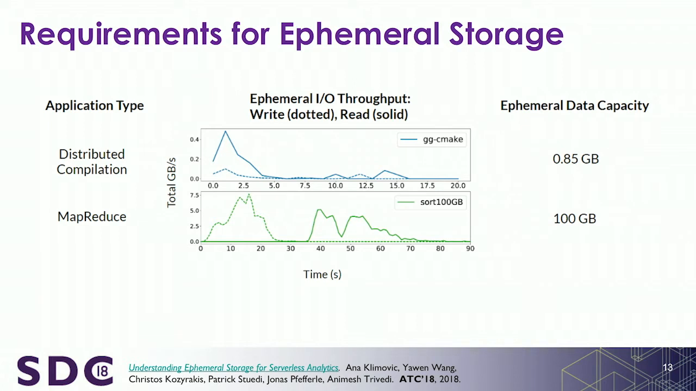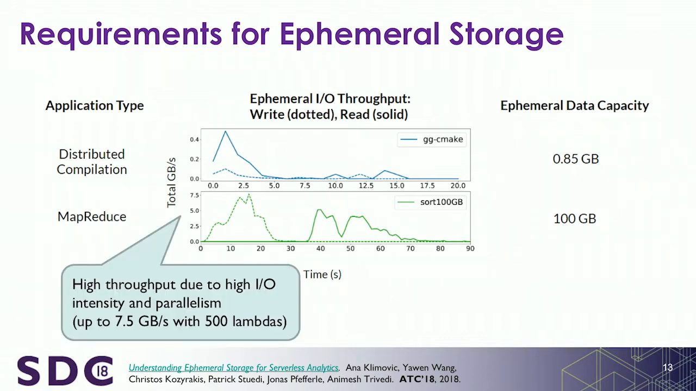Another application we look at is the MapReduce style of applications. And in particular, we run a canonical sort of 100 gigabytes, which also means we have 100 gigabytes to shuffle. And the interesting thing about this application is that it requires particularly high throughput. It's a very I/O and throughput-intensive application. So when we're running with 500 concurrent Lambdas, we need up to 7.5 gigabytes per second of storage.